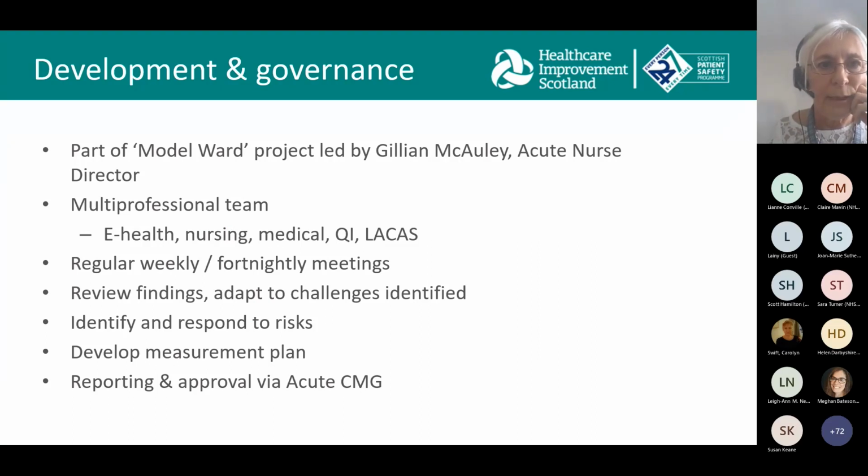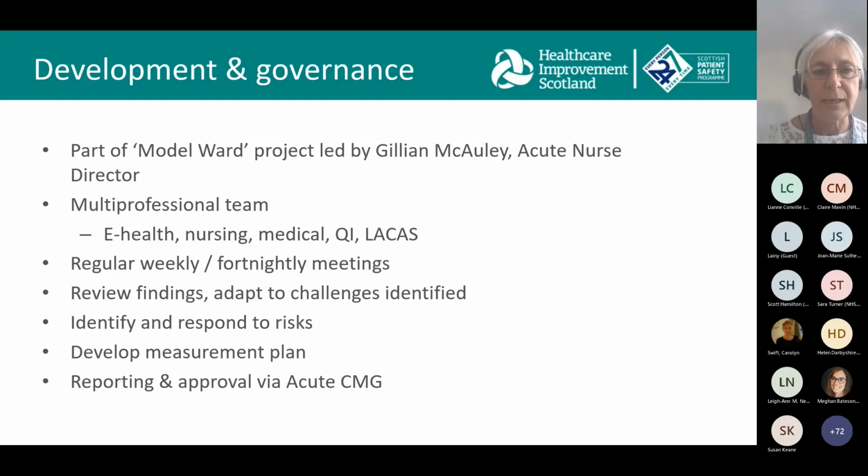So if I can now say a little bit about how we went about this. The development of this project was absolutely led by Gillian Macaulay, who is our acute nurse director, and was part of a whole piece of work that she led around the model ward, getting all of the good care around wards onto our electronic patient record.